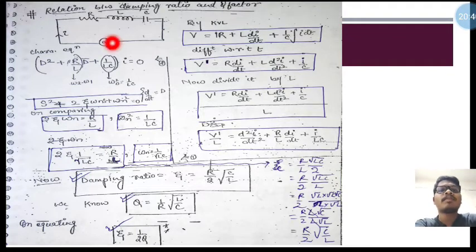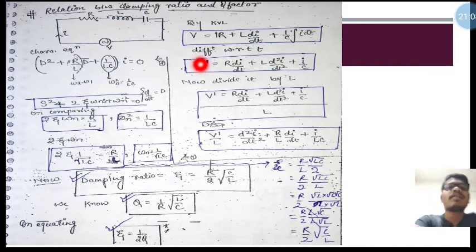Here we take a series network with a voltage source, and the current flows like this. The current is the same, but the voltages are different across the resistance, inductance and capacitance. By KVL, the total voltage V is equal to the voltage across the resistance, that is IR, plus the voltage across the inductance, that is L di divided by dt, plus the voltage across the capacitance, 1 by C integration of I dt.